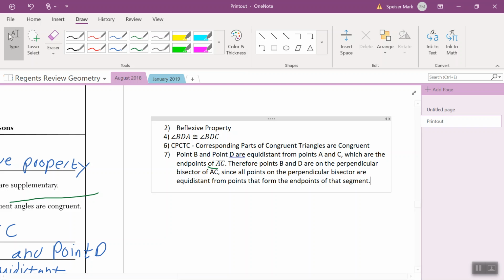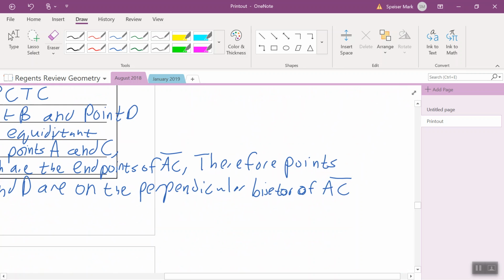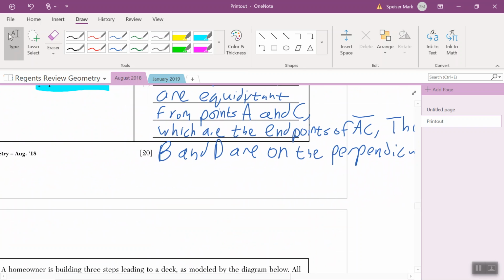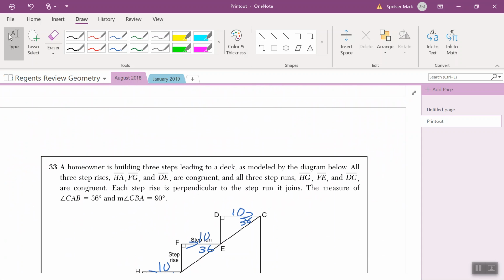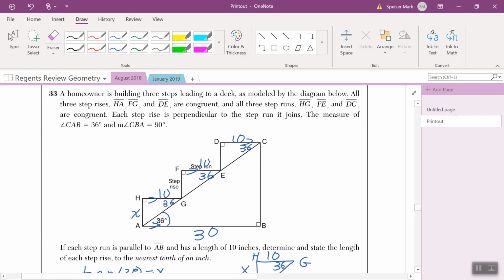On to question 33. A homeowner is building 3 steps leading to a deck, as modeled by the diagram below. All 3 step rises, segment HA, segment FG, and segment DE, are congruent. And all 3 step runs, segment HG, segment FE, and segment DC, are congruent. Each step rise is perpendicular to the step run it joins. The measure of angle CAB equals 36 degrees. The measure of angle CBA equals 90 degrees. And they give you this diagram.